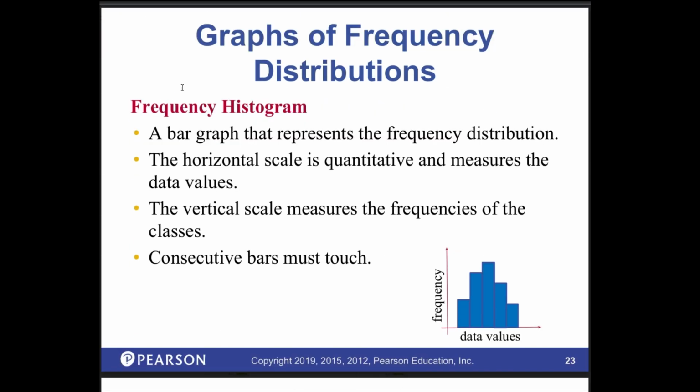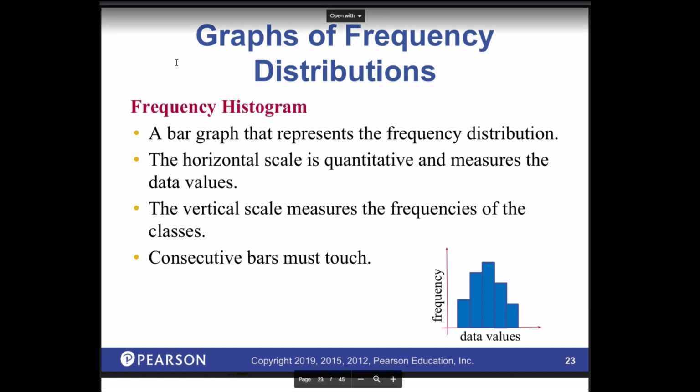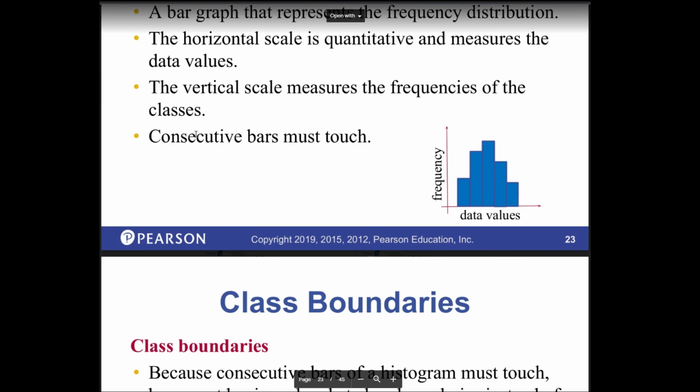And now we're going to move on to graphs of frequency distributions. So our frequency histogram is basically a bar graph that represents the frequency distribution. The horizontal scale is quantitative and measures the data values, and the vertical scale measures the frequencies of the classes. And the consecutive bars must touch, so you can't have a gap between them.